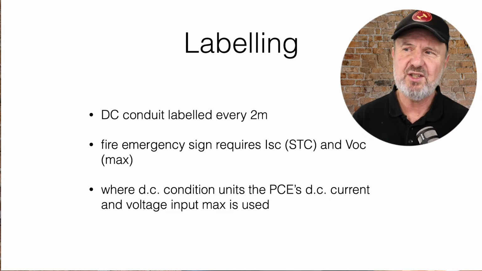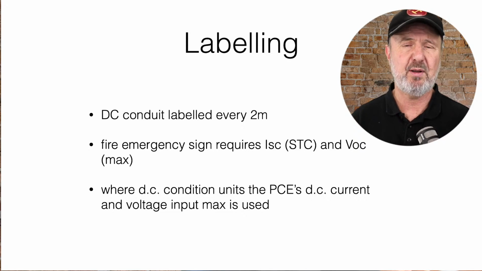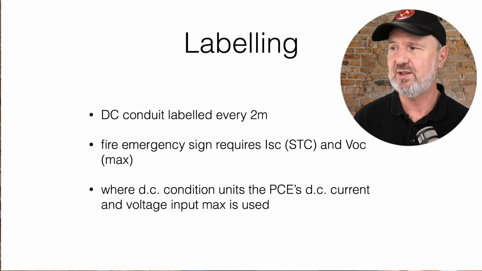Where DC conditioning units are used, we can use the maximum voltage of the inverter as the VOC, and the DC current is that of the inverter as well. So because the inverter controls the DCUs, we can use the inverter's input ratings as the maximum voltage.